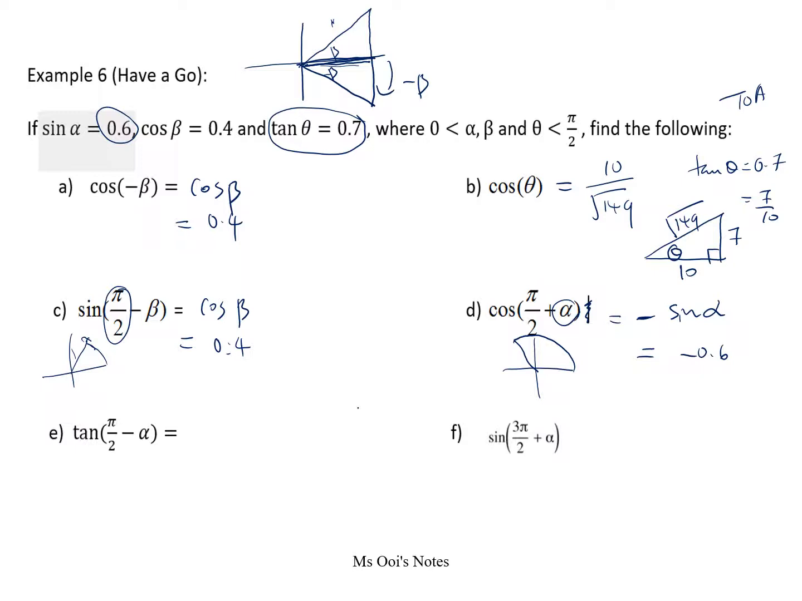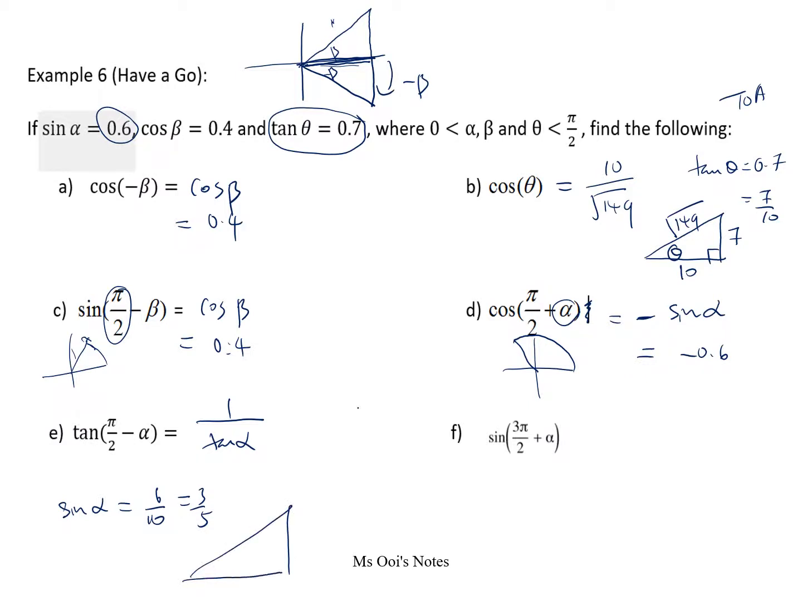All right, part E. Tangent of pi over 2 minus alpha is equal to 1 over tangent alpha. Now, do we know tangent alpha? We don't know tangent alpha, but we do know sine alpha. It's given as 0.6, which is 6 over 10, which is 3 over 5.